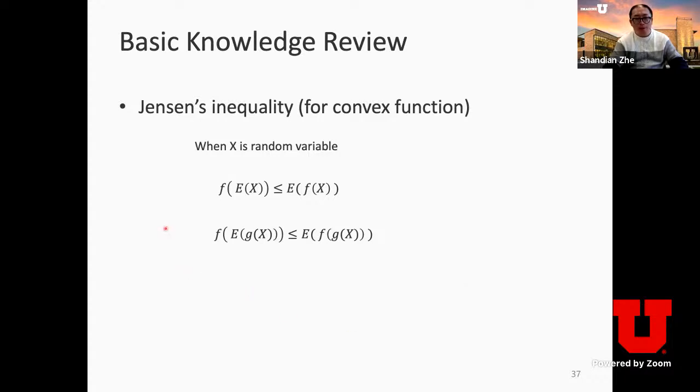Okay, a very famous inequality associated with convex functions is called Jensen's inequality. So what does Jensen's inequality say? It says that if x is a random variable and f is convex, then f of the expectation of x is less than or equal to the expectation of f of x. And this can be further extended to functions of random variables: the convex function f of the expectation of g of x is less than or equal to the expectation of f of g of x.